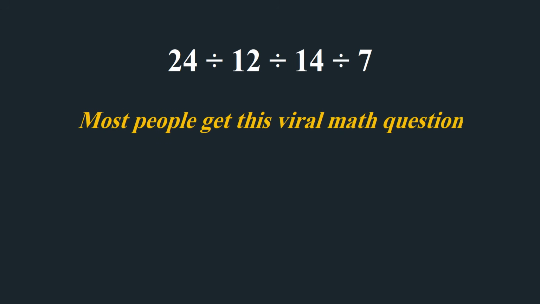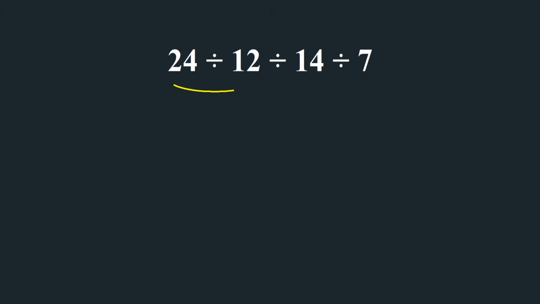In this visual content, 24 divided by 12 equals 2 and 14 divided by 7 equals 2. Now we have this problem, 2 divided by 2, which equals 1. But this answer is not correct because, according to the order of operations, we must do this division, then this division, and at last this division.